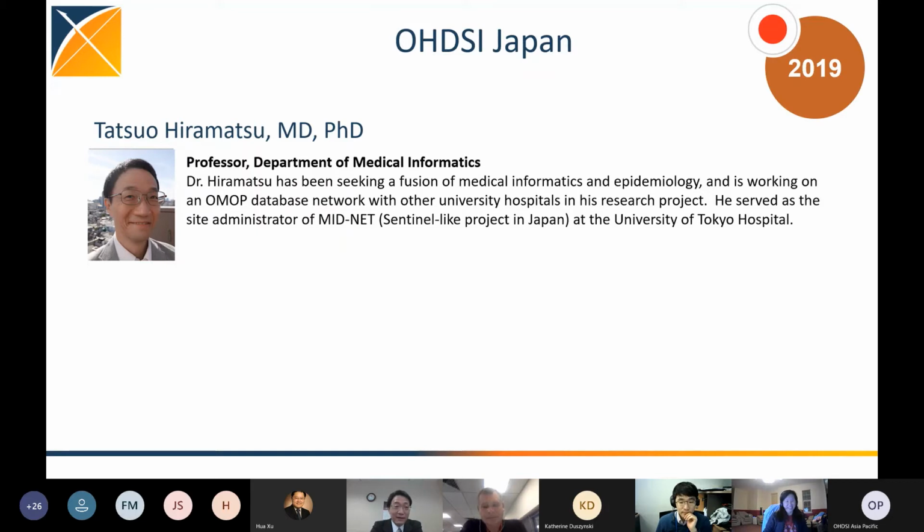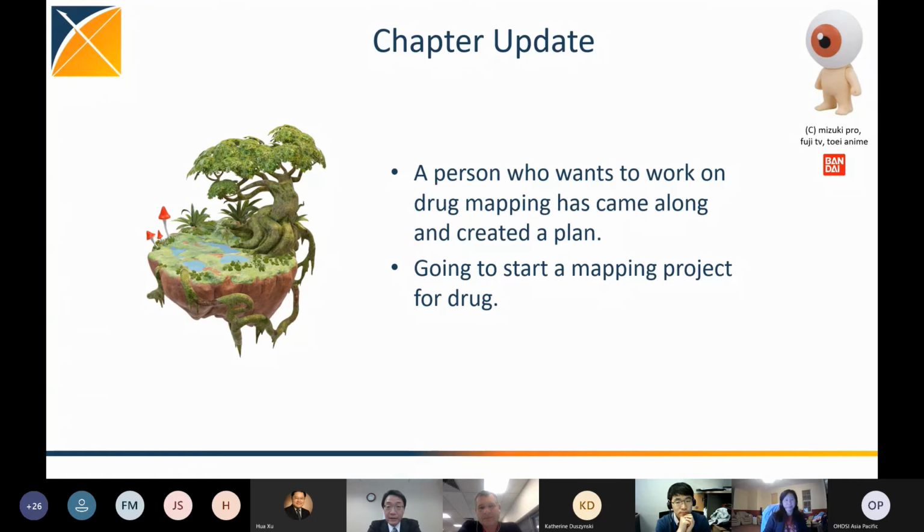So in Japan, I'm Hiramatsu, and I'm running Odyssey Japan. Next slide, please. Recently a person is willing to do mapping, especially drug mapping. He has a plan, so we're going to start the plan and do some mapping. So maybe we will have mapping within this year. And for other measurements and diseases, we have another plan. So we're going to have some mapping, not a perfect one, but some that we do this year, I think.